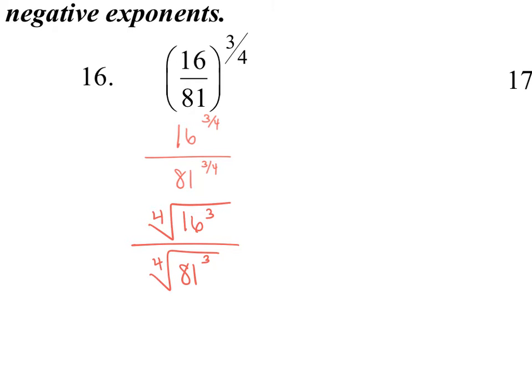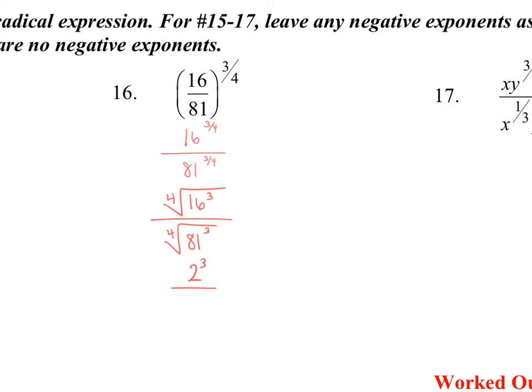So what do you want to do first? I always suggest, especially if you're not working with a calculator, do what makes the number smaller first. The 4th root of 16, you can do. Okay, that is 2, because 2 times 2 times 2 times 2 is 16. The 4th root of 81, you can do, because 3 times 3 times 3 times 3 is 81. So all we did is we took care of the 4th root of 16, and we took care of the 4th root of 81. And now you can cube the 2, and you can cube the 3, and you get 8 over 27.